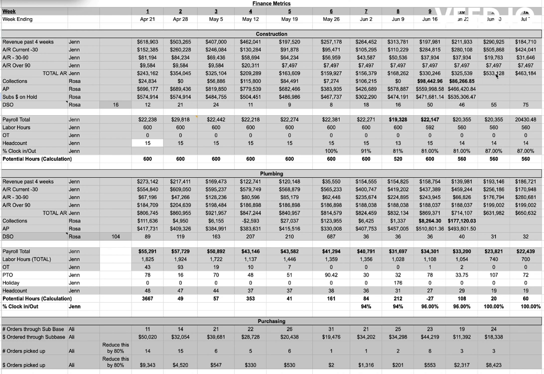So collections, as I mentioned, is what was actually received in that week. So in this week on April 21st, we collected $24,000, which is honestly not a very good week of collections for us because our payroll is $22,000. So we really need to be collecting more than that.